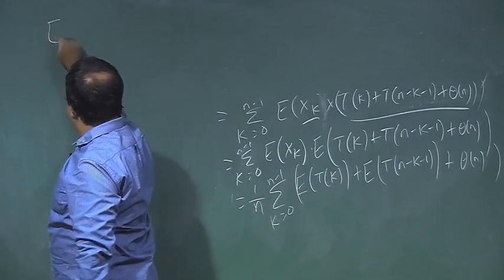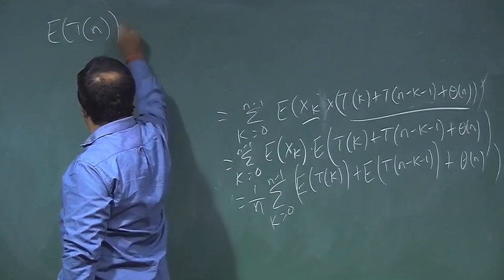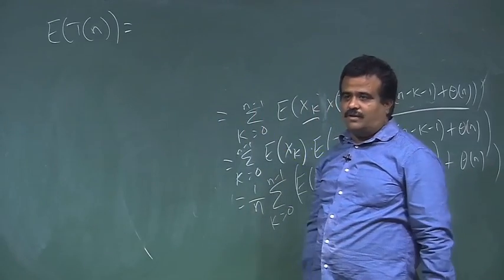So, this will give us, we want to show the expectation of T(n) is basically n log n. That is our goal. We want to show this expected value of T(n) is theta of n log n.